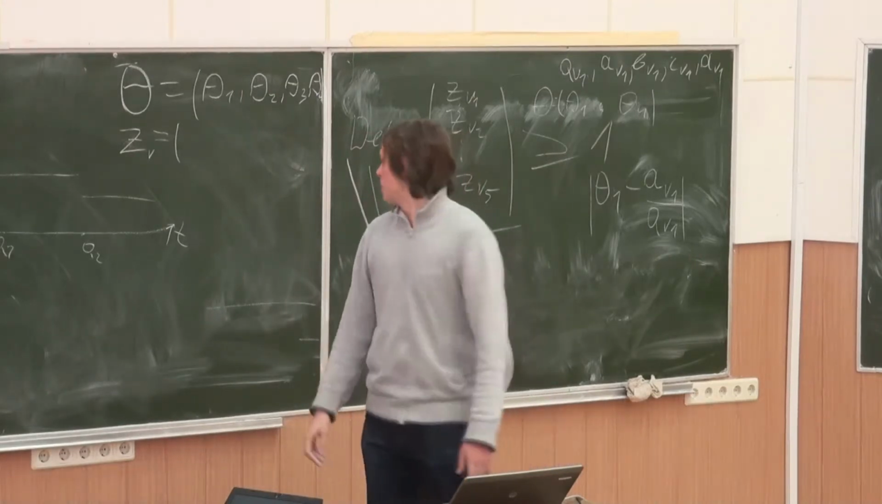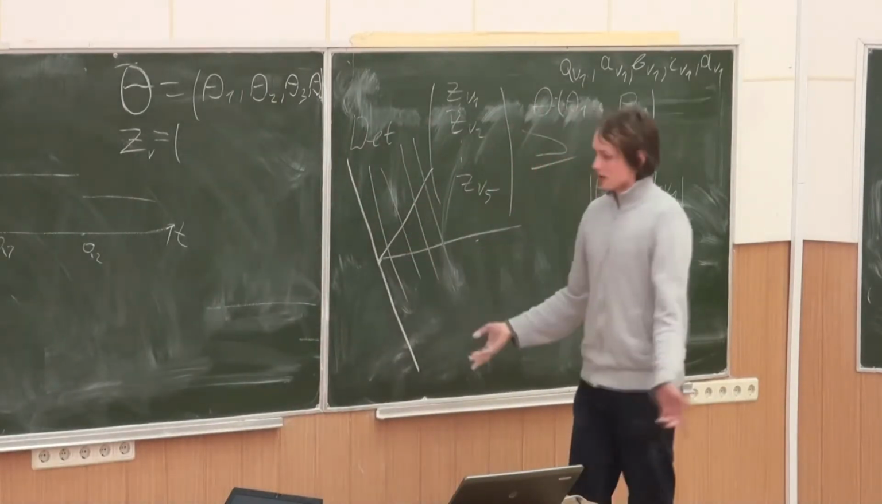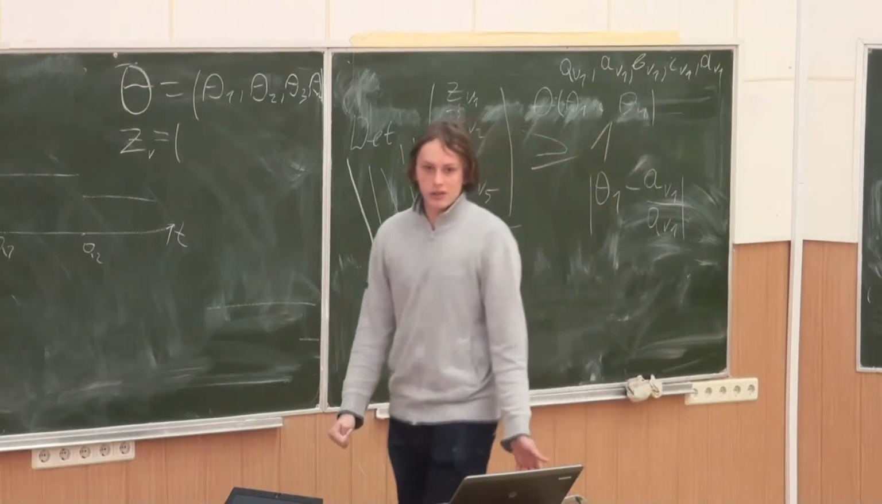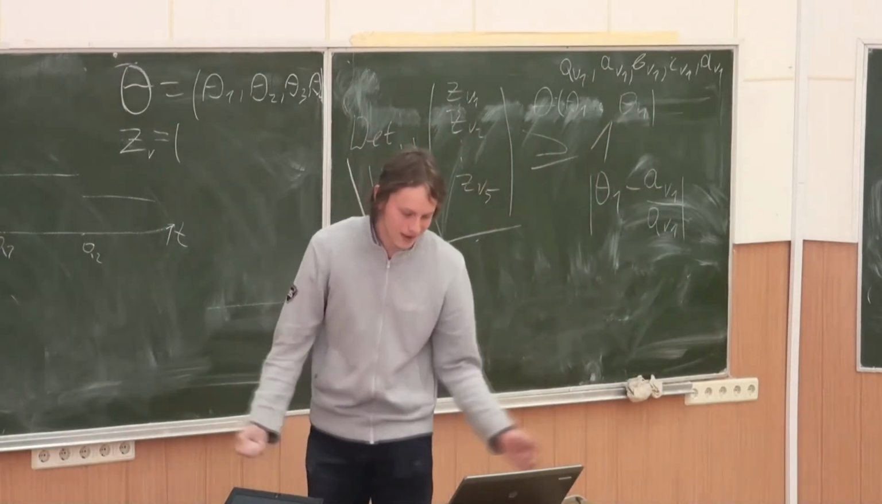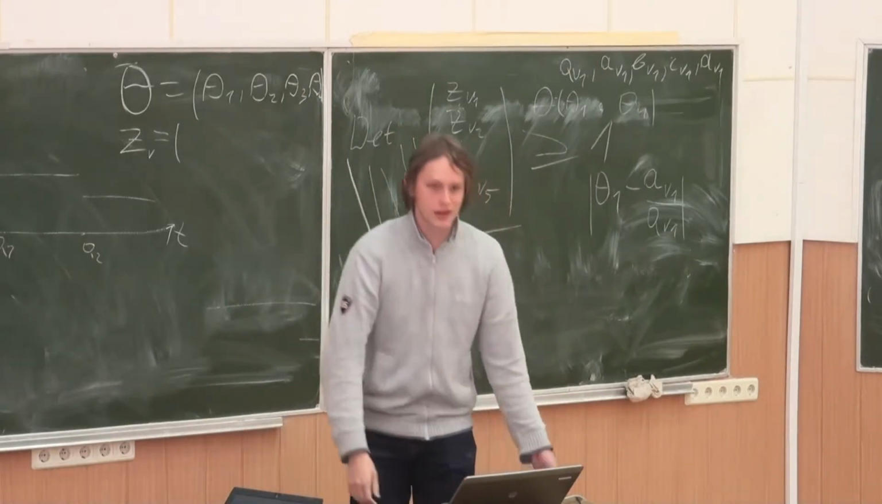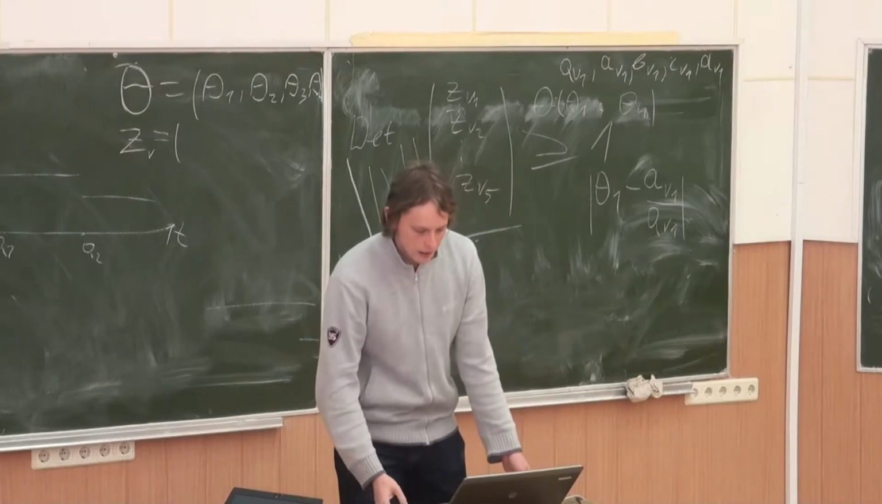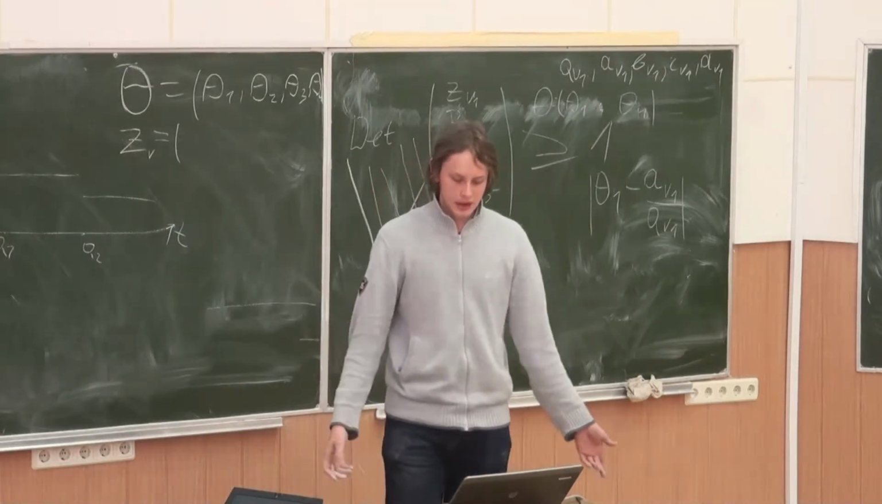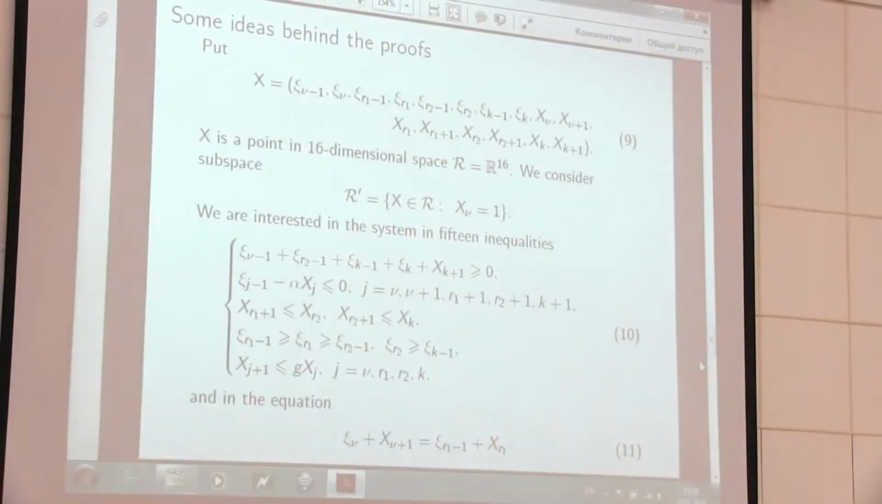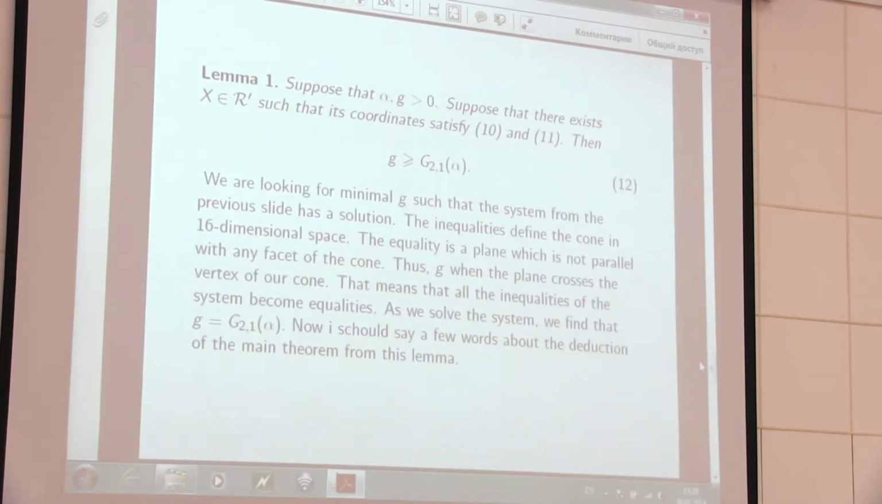That's what we need. If we are at the vertex of the cone, that means that all inequalities turn into equalities. And we are lucky: we have 15 equalities and 15 unknown variables. So we can solve the equations, and we can express g via alpha. We get that g equals g sub 1 of alpha. And that's the proof of the lemma.